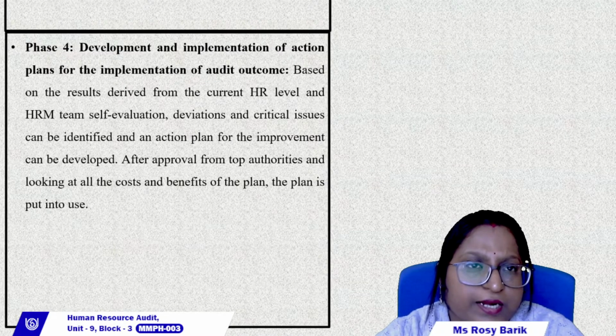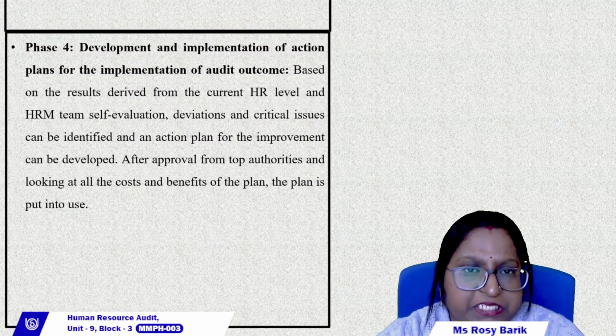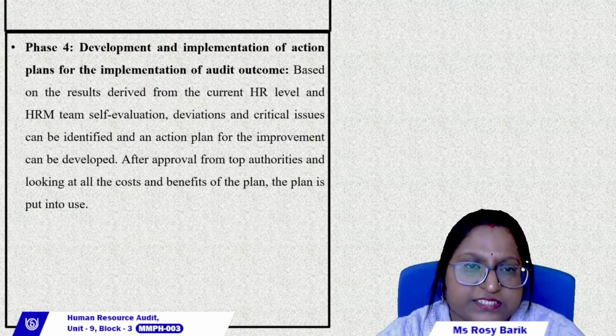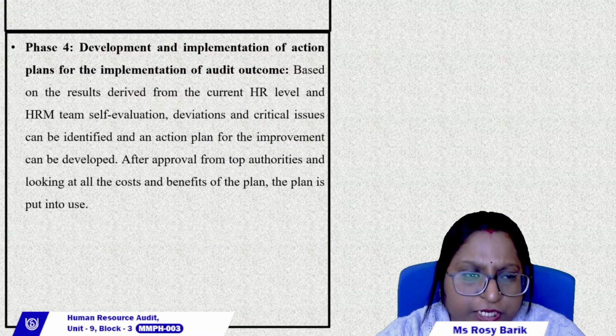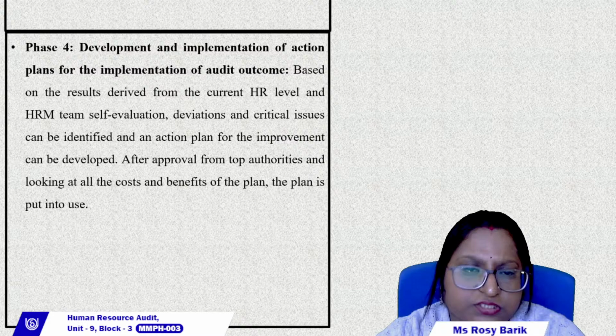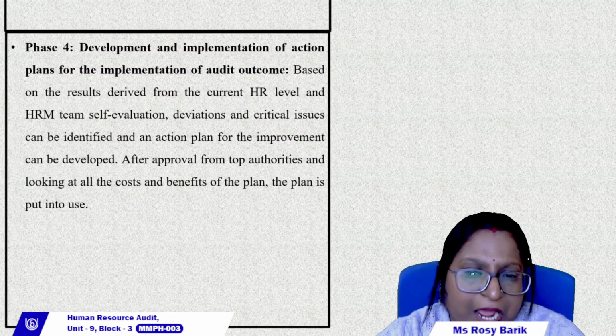Now, phase 4: development and implementation of action plan for the implementation of audit outcome. Based on the results derived from the current HR level and the HRM team self evaluations, deviations and critical issues can be identified, and the action plan for improvement can be developed. After approval of top authorities, looking at all the costs and benefits, the plan is put into use.